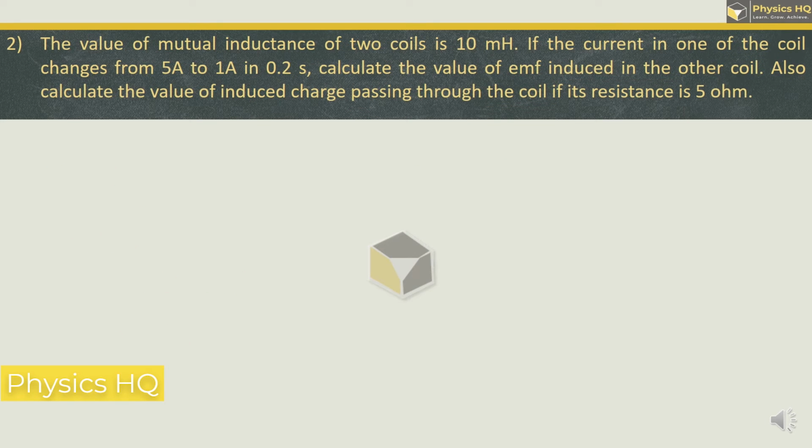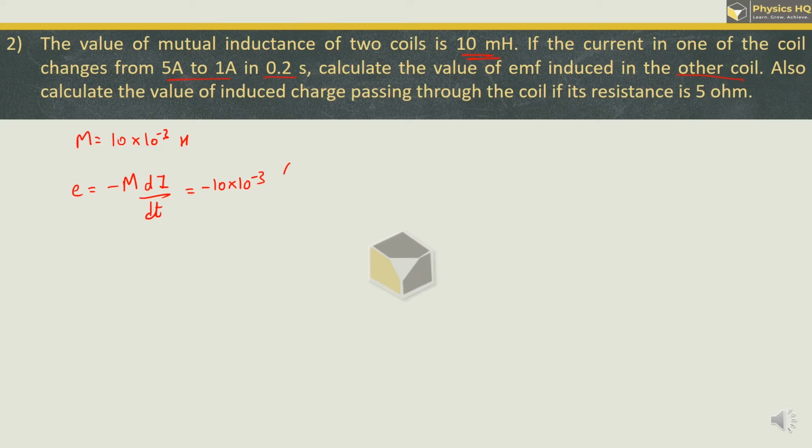The value of mutual inductance of two coils is 10 millihenry. So M is given as 10 millihenry or 10 raised to -3 Henry. If current in one of the coil changes from 5 to 1 ampere in 0.2 second, calculate the value of induced EMF in the other coil. So EMF induced is given by the formula minus M di by dt. M is 10 into 10 raised to -3 minus sign.